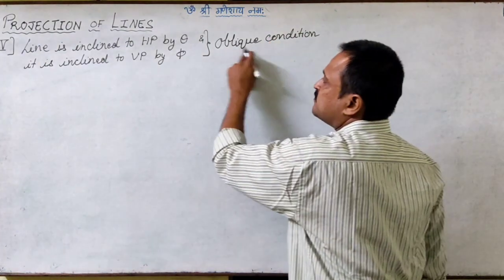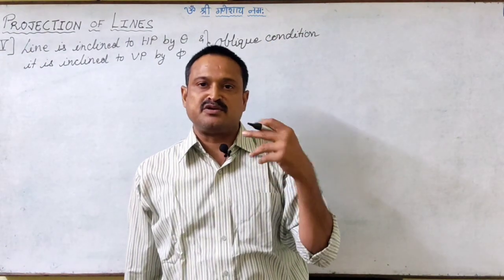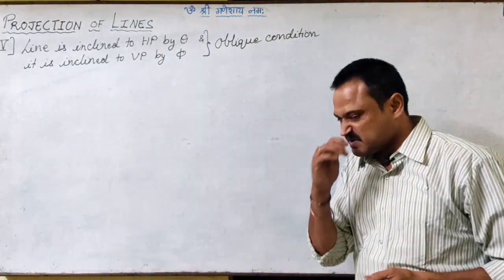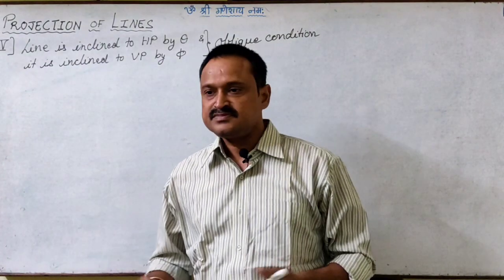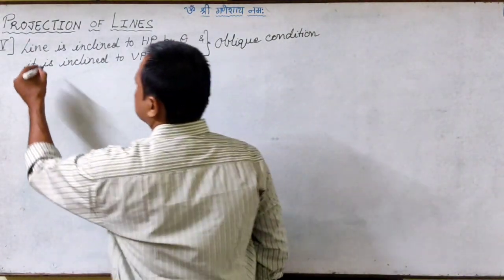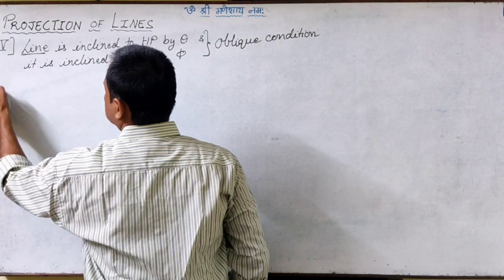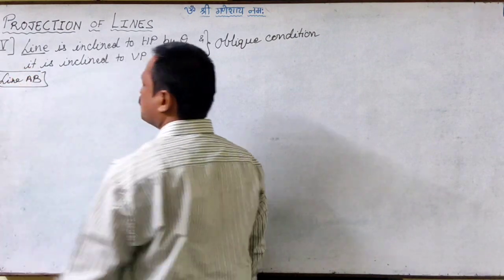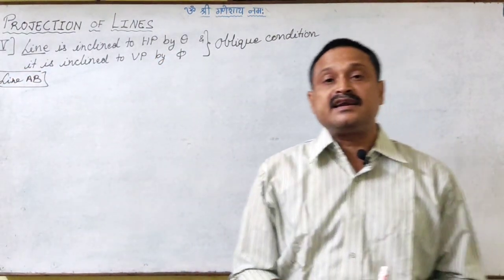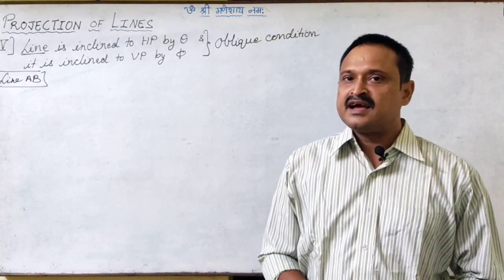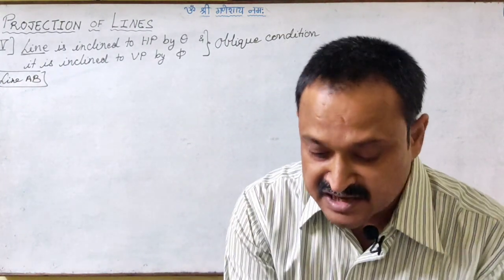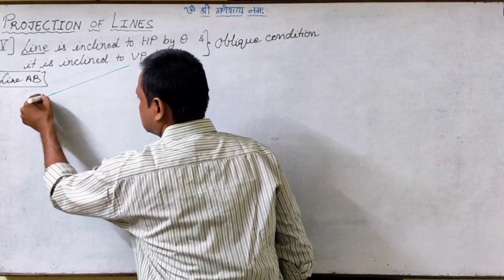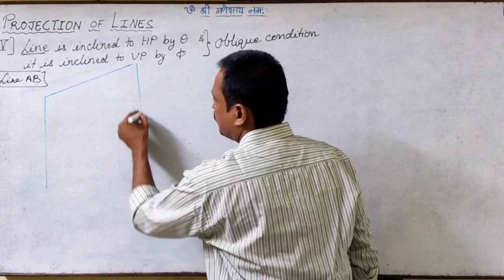What does that mean? Oblique condition means when the line or the object is inclined to both the reference planes, that is HP and VP. Let us say we can name that line some line AB, which is having a length L, and it is inclined at theta to HP and inclined at phi to VP. Let us try to see how we get the projection of this line in this kind of oblique condition.